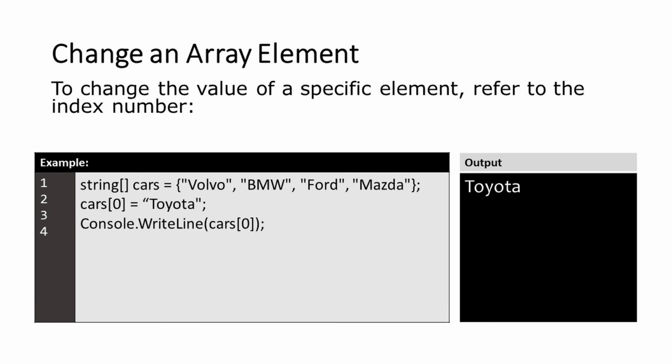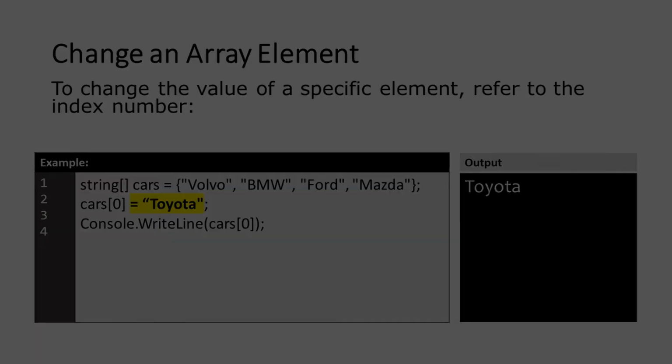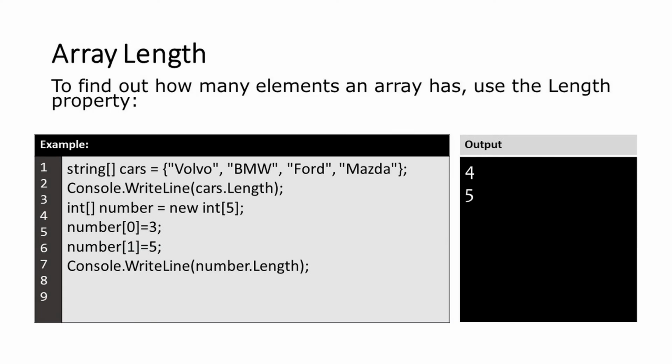To change the value of a specific element, refer to the index number. We simply call the name of the array and open and close brackets. Inside the bracket is the index of the element we would like to change. Then assign the new value. So if we get and print the value of the index 0 of this array, it will print Toyota instead of Volvo.